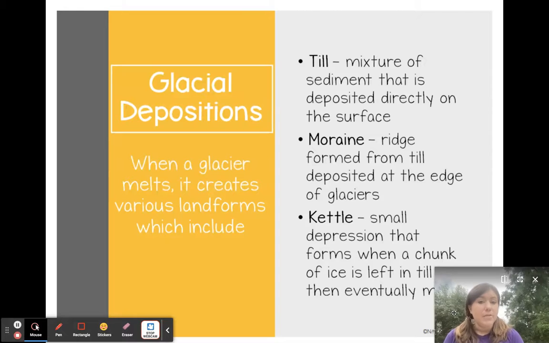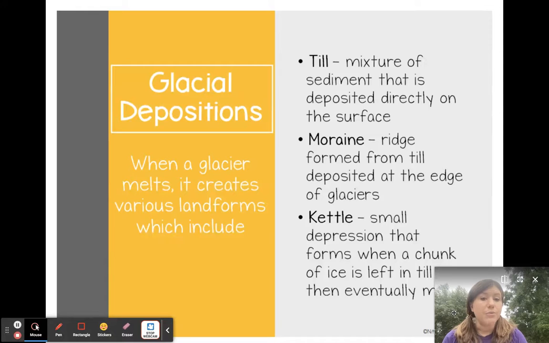And here's a couple of landforms that are depositional, meaning they're formed by adding sediment. So till is a mixture of sediment deposited directly on the surface by a glacier. It's usually poorly sorted because it's got all different sizes of sediment in there. Glaciers just pick up whatever they come across, and they don't sort by size or anything like that the way water or wind might.